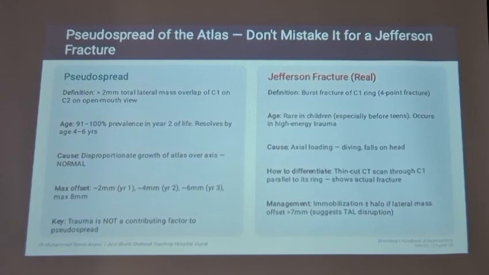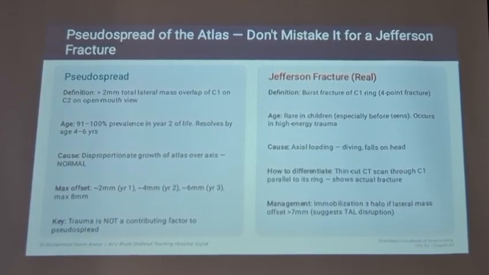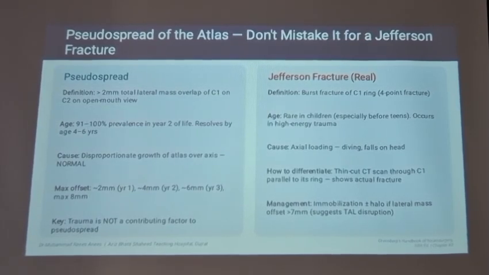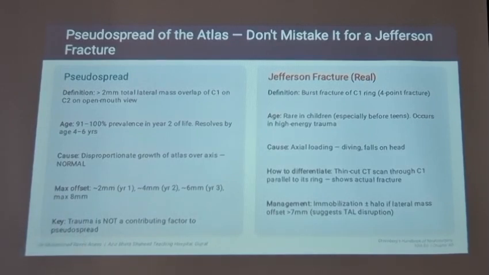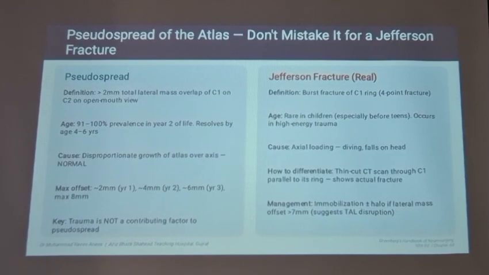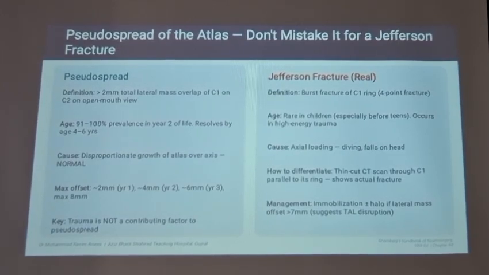So pseudospread of the atlas, don't mistake it for a Jefferson fracture. In pseudospread, there is a greater than 2 mm total lateral mass overlap of C1 on C2 on open mouth view. 100% prevalence in the second year of life, resolved by age 4 to 6 years. Disproportionate growth of the atlas over the axis, which is a normal thing in pediatrics. Maximum offset is 2 mm in 1 year, 4 mm in 2 years, 6 mm in 3 years, and it can max up to 8 mm. But after 4 years, it is decreasing, and trauma is not a contributing factor to the pseudospread.